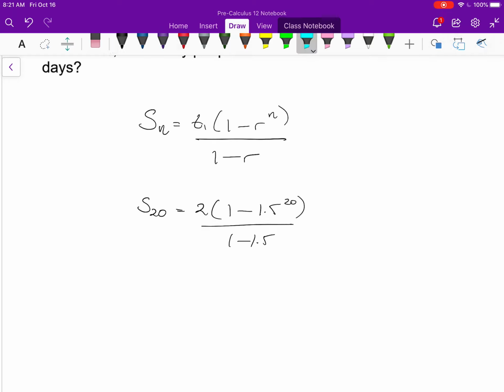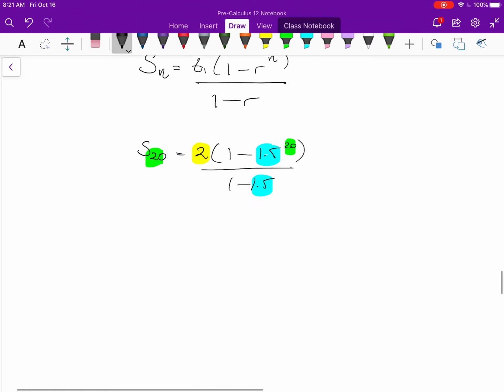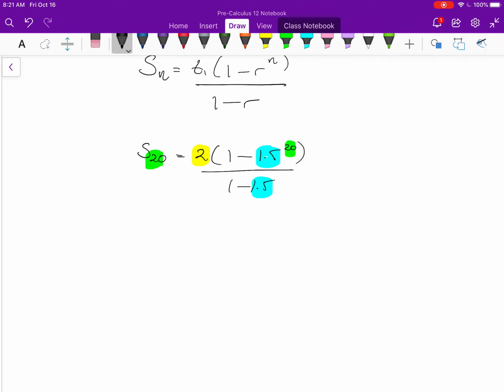Like I said, after 10 days, we got about 260 people. After 20 days, I've said it several times, it's going to be a lot more than double. But how much is a lot more than double? Well, after 20 days, if you type this in, you get about 13,297 people. That's a lot more than double.